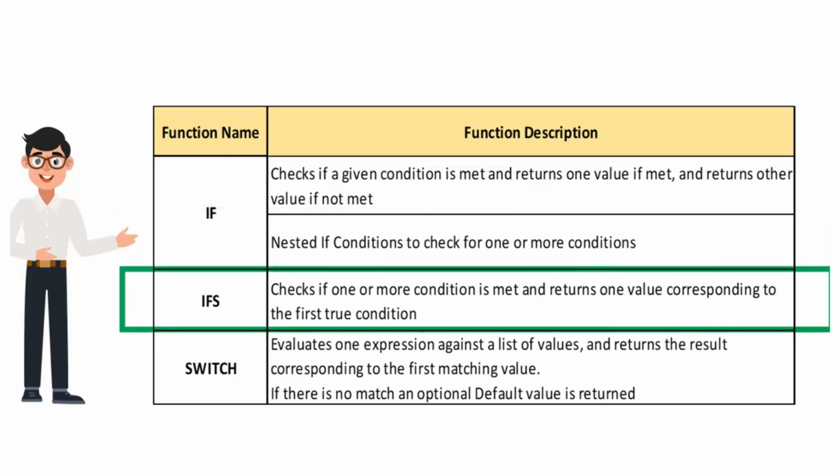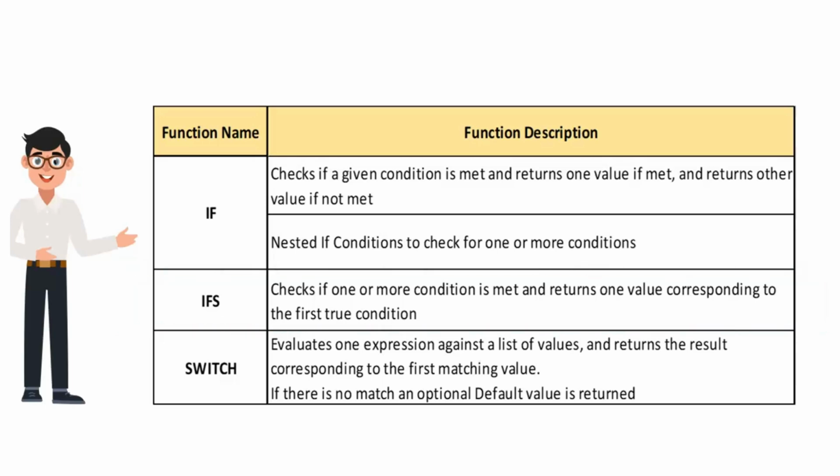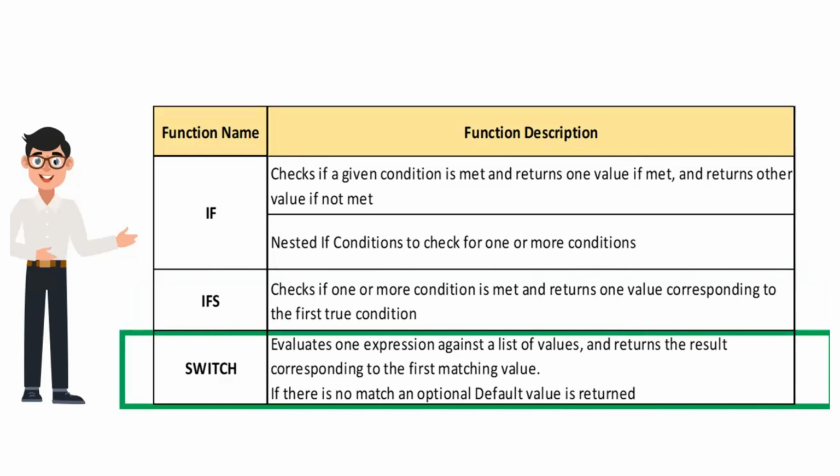Moving to ifs, it checks if one or more conditions are met and returns one value corresponding to the first true condition. Moving to switch, it evaluates one expression against a list of values and returns the result corresponding to the first matching value. If there is no match, an optional default value is returned.